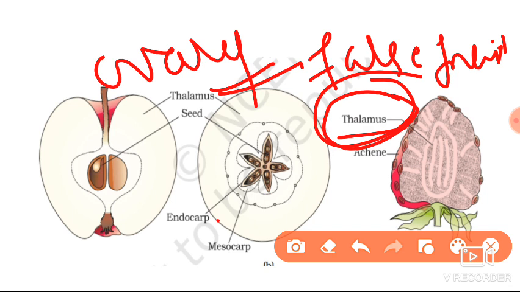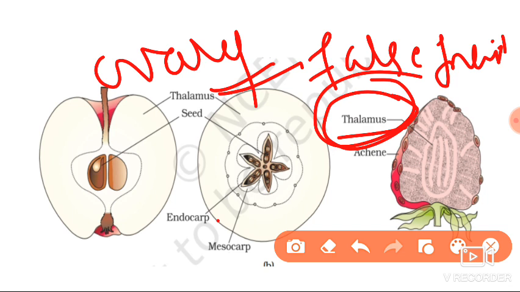What will happen during fertilization? After fertilization, all the parts and contents disappear from the flower. For example, petals disappear, sepals disappear, androecium and gynoecium all disappear. And finally, only the ovary and the ovules remain. The ovary is converted into the fruit and the ovule becomes the seed.